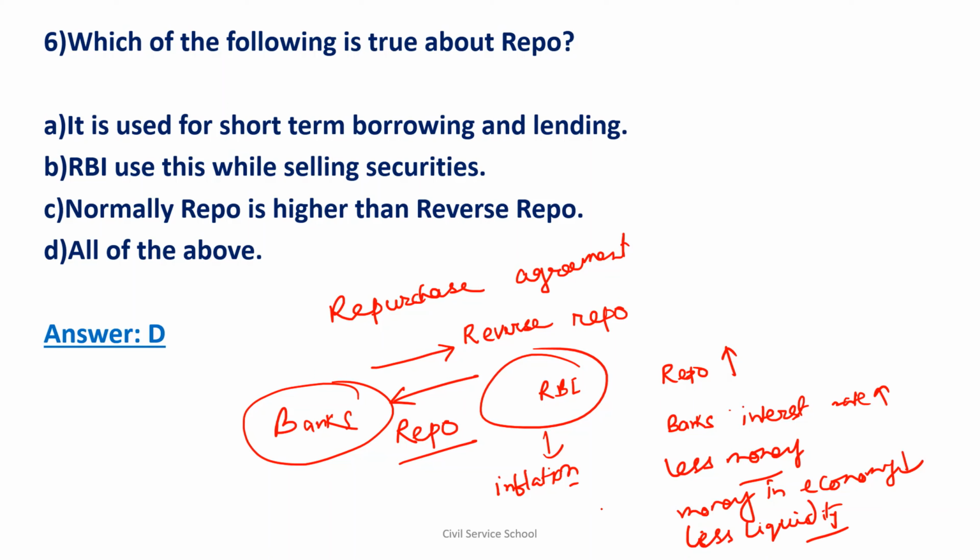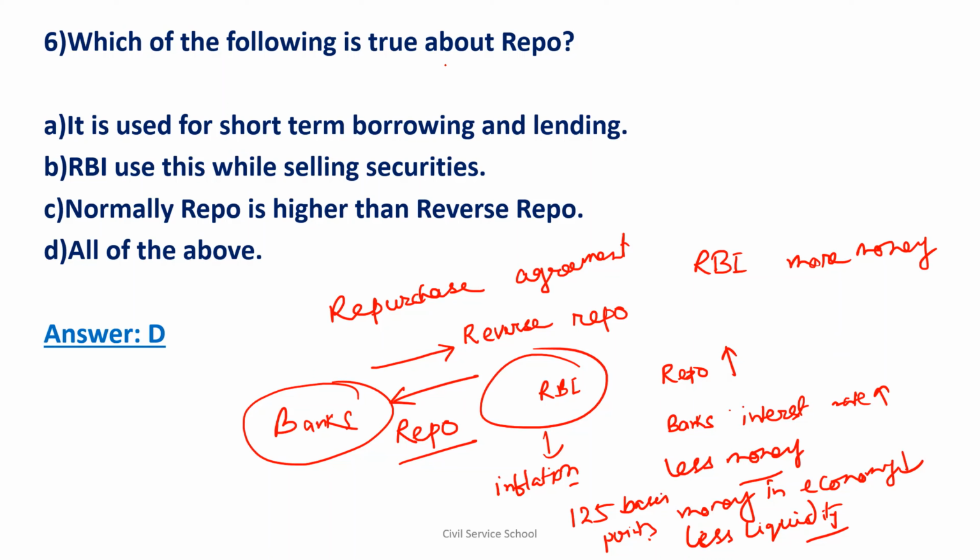And RBI has reduced this repo rate for 5 consecutive bi-monthly policy review. It has reduced repo rate by 125 basis points. So reduction of repo rate means RBI wants to give more money to economy, so that banks can lend more money to its consumers.